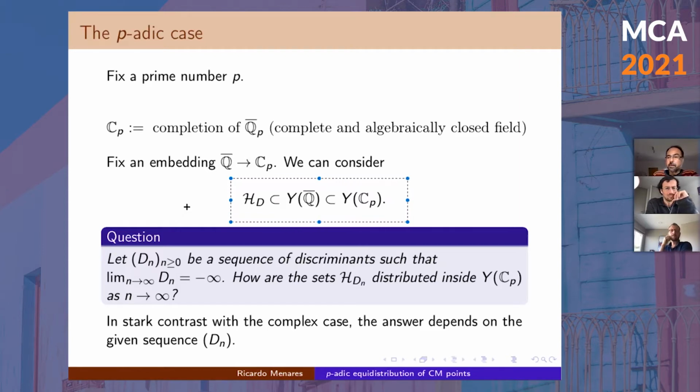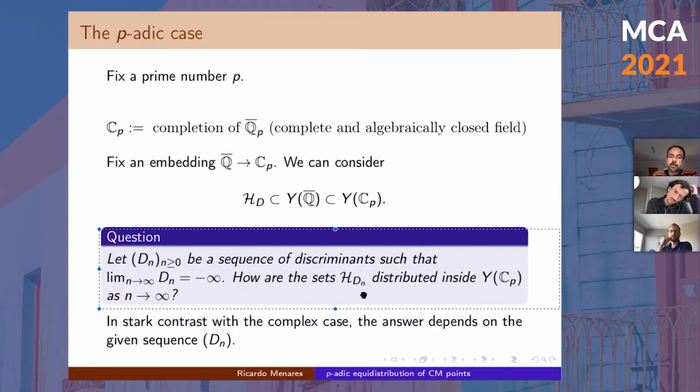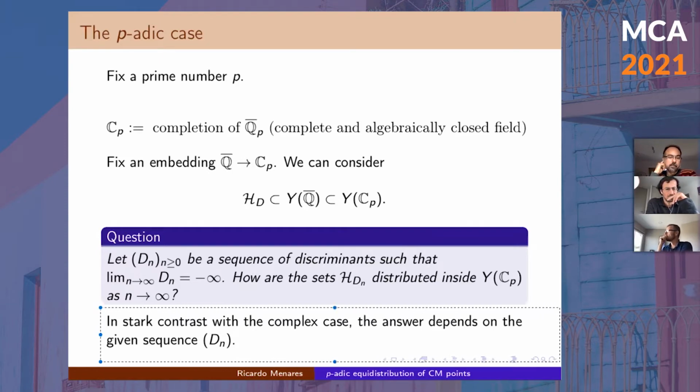So now the question we want to address is the following. Take a sequence of discriminants D_n such that the discriminants go to -infinity. How are the sets H_{D_n} distributed inside this space Y(C_p) as n goes to infinity? That's the question that we want to answer. And what we will explain is that this is not like in the complex case, in the sense that the answer really depends on the given sequence.